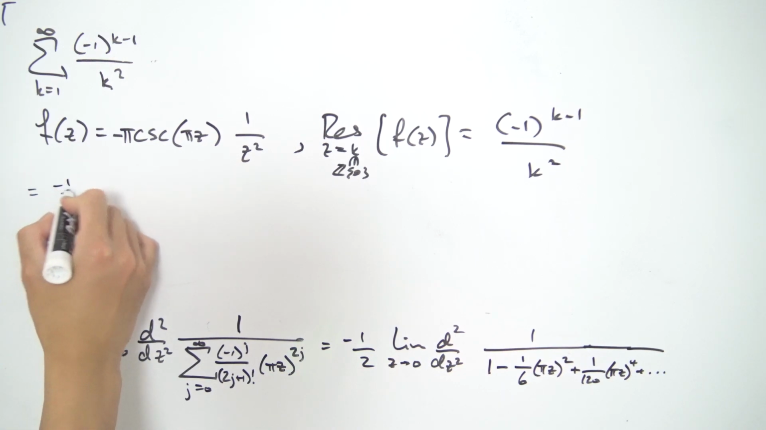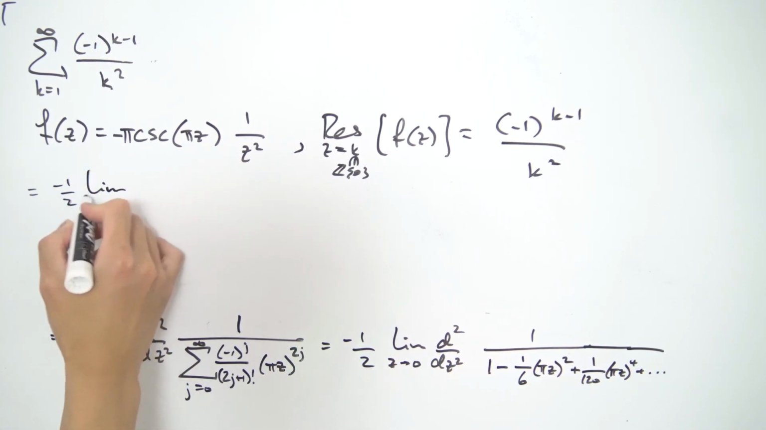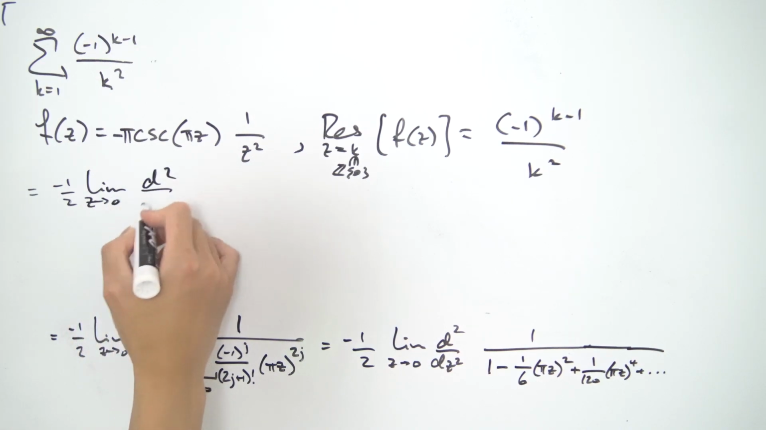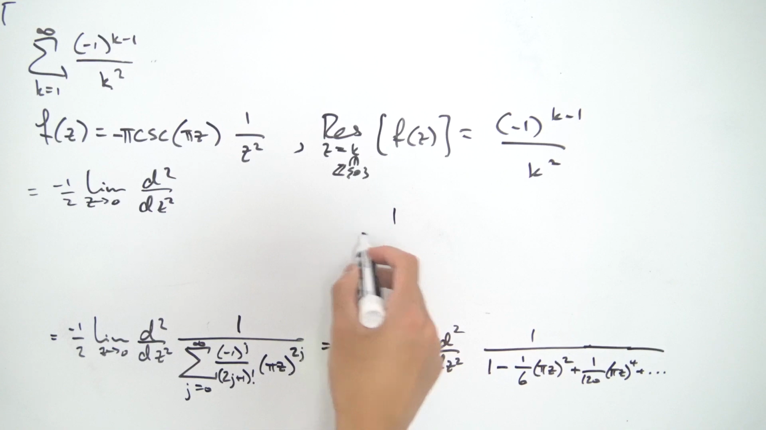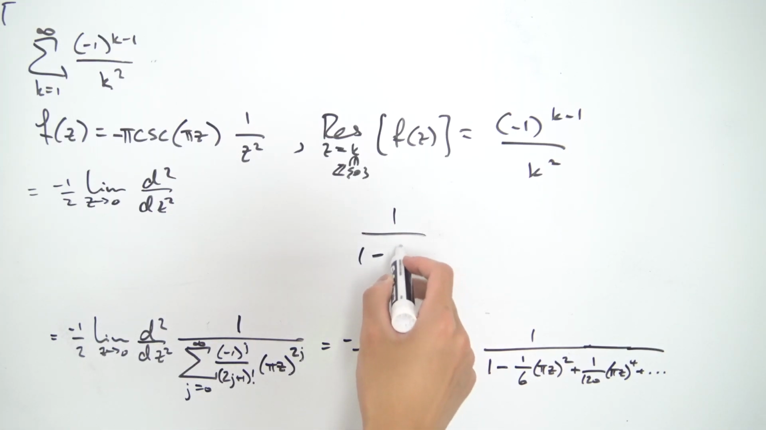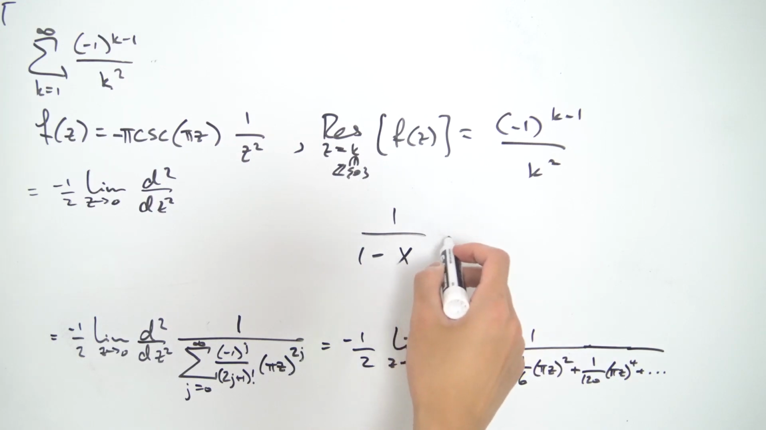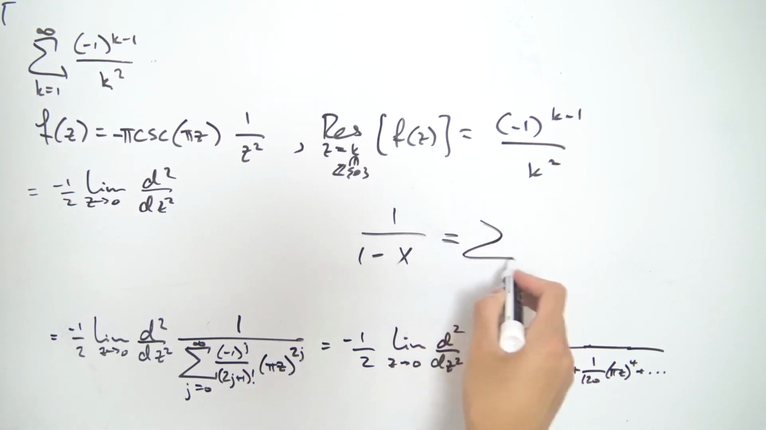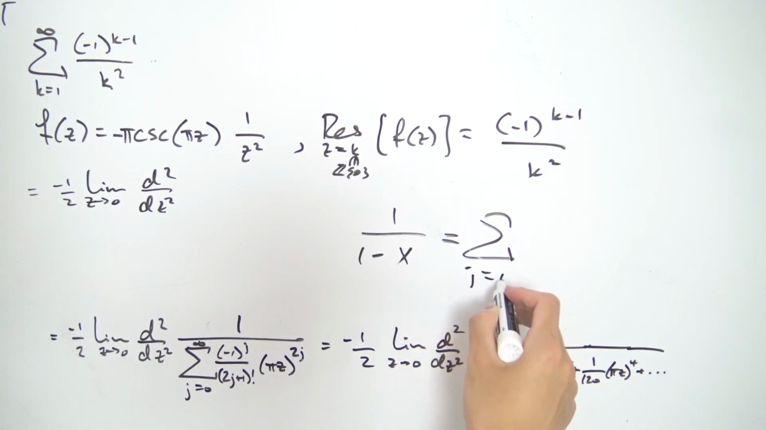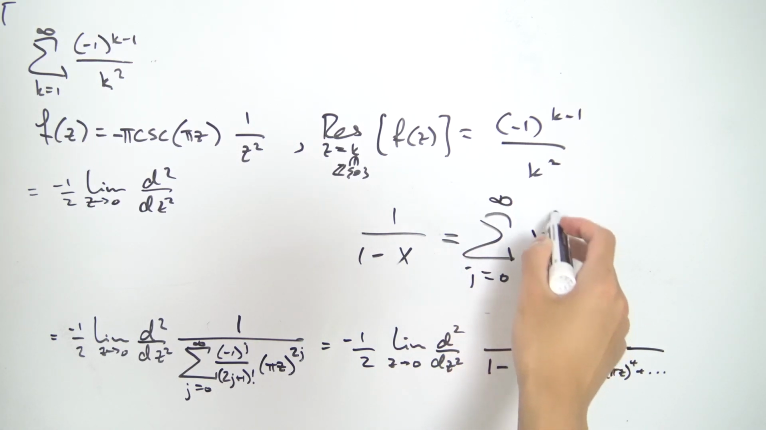Alright, so now what do we have? Let's write this as -1/2, and we have the limit as z approaches 0 of the second derivative with respect to z. And now how can we turn this into some kind of polynomial? Well, notice that we can use the geometric series for this, because we can interpret this as 1 over 1 minus some kind of junk, let's call it x. And we know that if x is between -1 and 1, so its radius of convergence is 1, then we can write this as the infinite sum running from j equals 0 to infinity of x to the j.